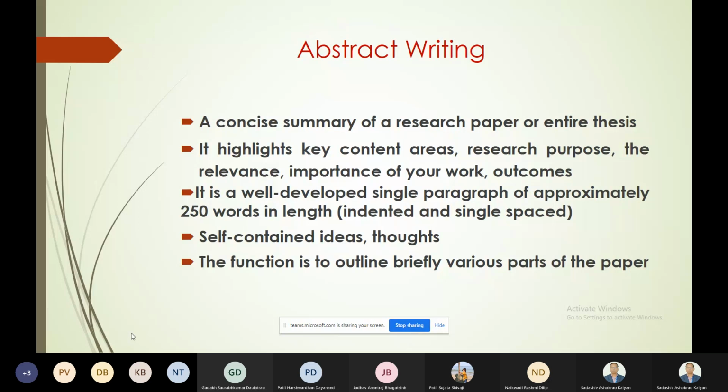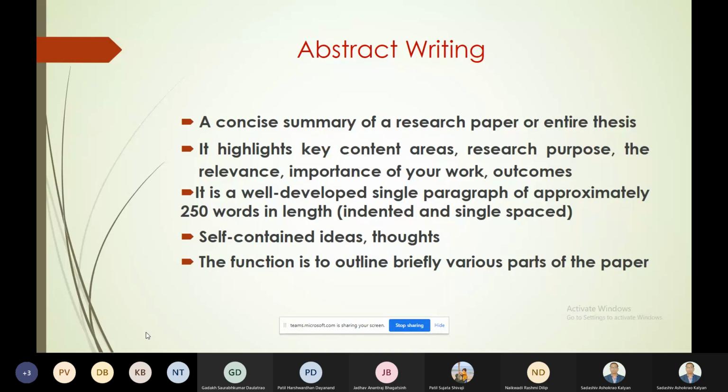They have their scrutiny committee. They will evaluate your abstract. Then your research paper will be published. Okay. So that's why abstract writing is also considered as one of the important skills that we need to improve, or that we need to work on.